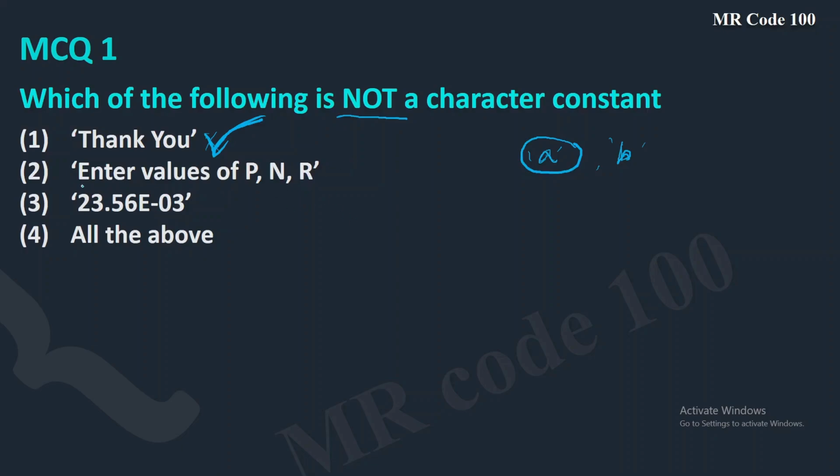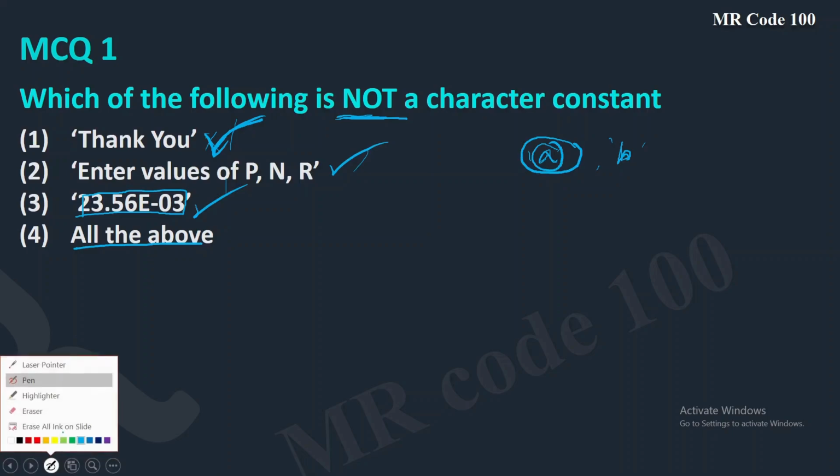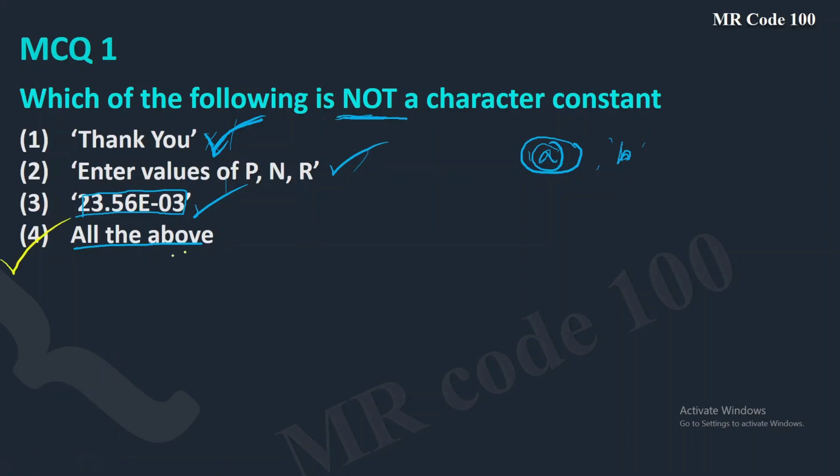Coming to the next portion, enter values of P and R. Here we also can see that this is not a single character. That's why it will also be correct for this question. Is this correct? No, because it's not a single character. It will also be okay for this question because there is a not. So ultimately, all the above is correct. That's why we will click on this one. Number 4 is our correct answer. All the above is not a character constant.